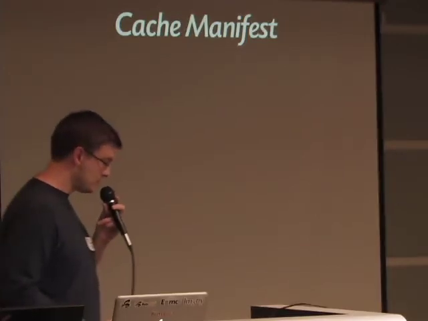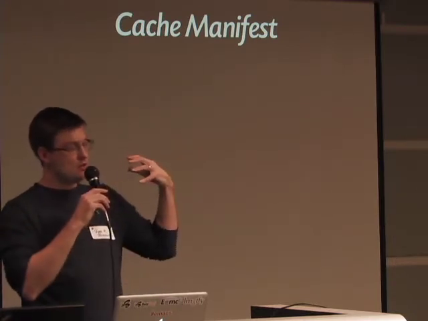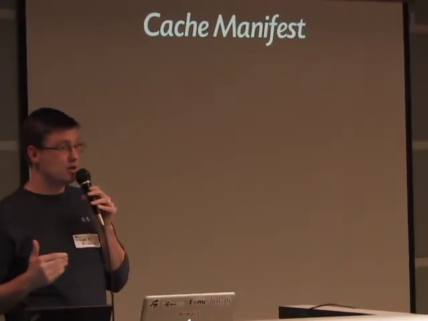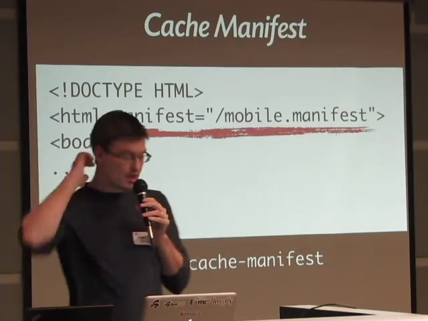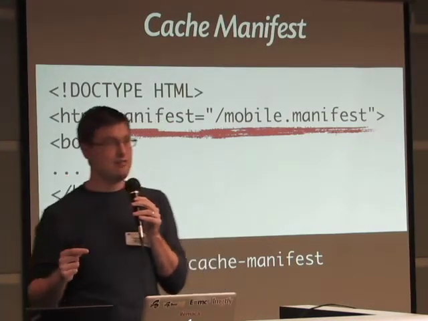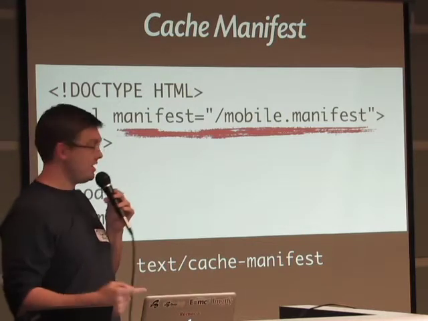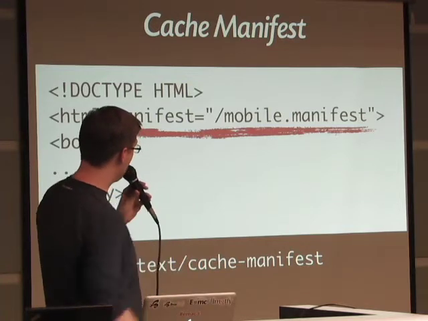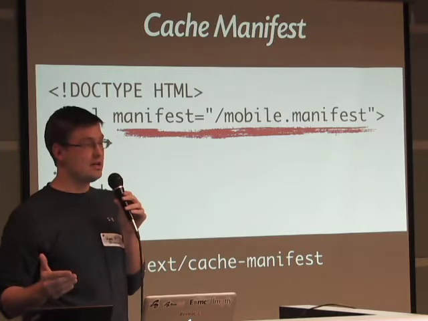So when we talk about application caching, it's important to know how it works. So the first thing that you need to be aware of is there's this file that you need to serve as part of your application, known as the cache manifest. And we reference the cache manifest in our HTML tag. In this example here, right, we specify the manifest, and here we have a mobile.manifest. You can name that whatever you want, as long as the extension is .manifest.